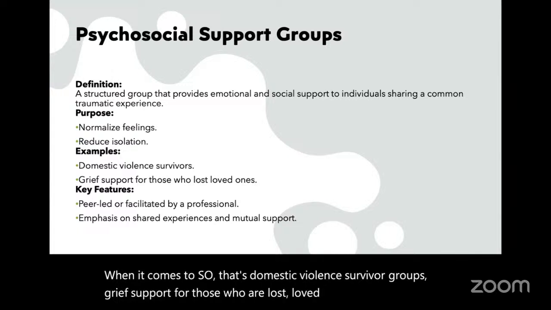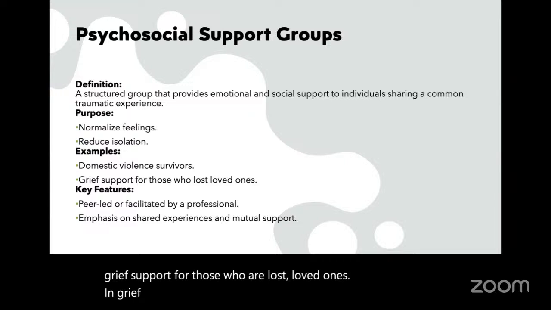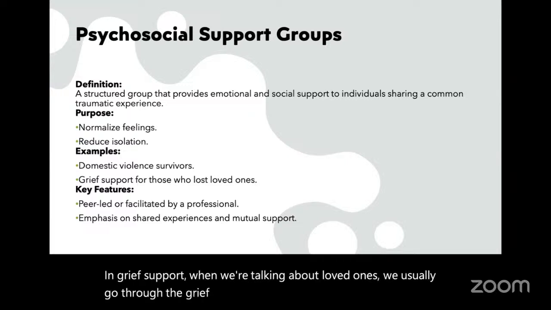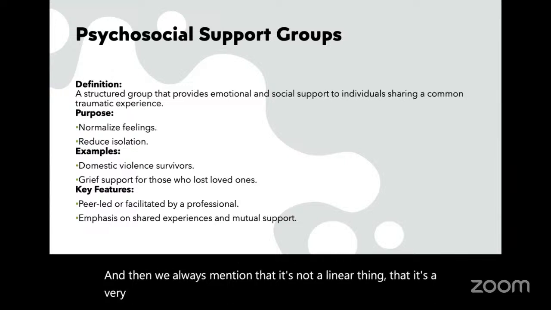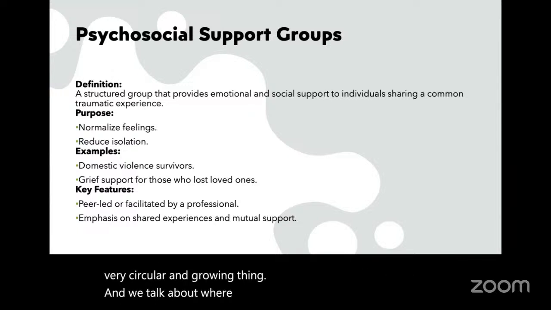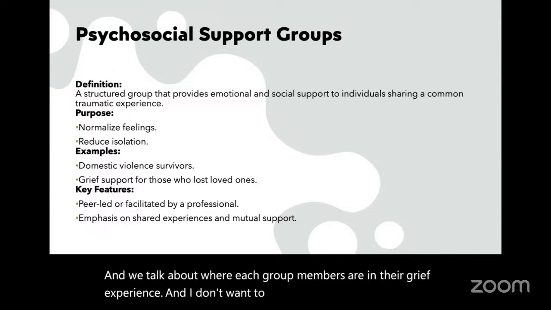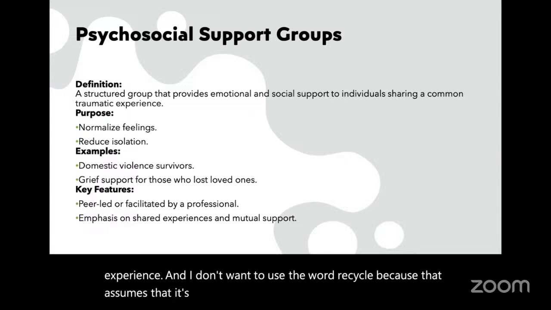In grief support, when we're talking about loved ones, we usually go through the grief cycle. And then we always mention that it's not a linear thing, that it's a very circular and growing thing. And we talk about where each group member is in their grief experience. I don't want to use the word grief cycle because that assumes that it's fixed.